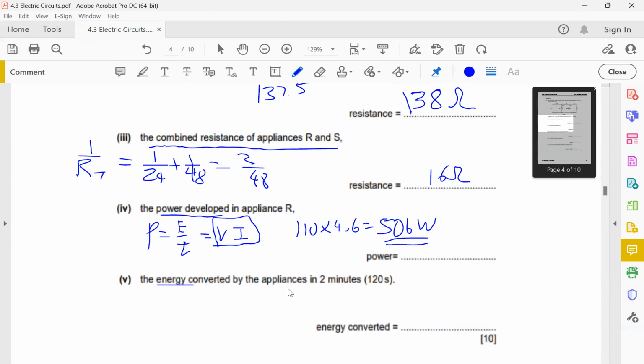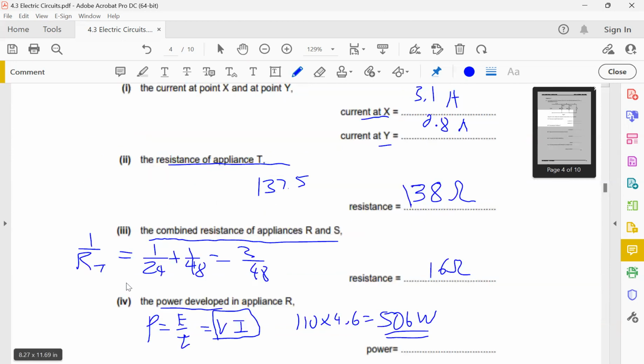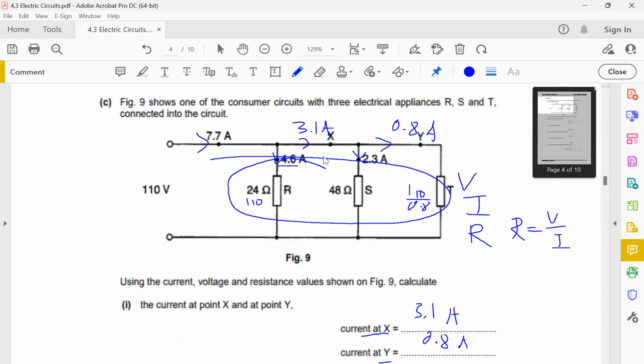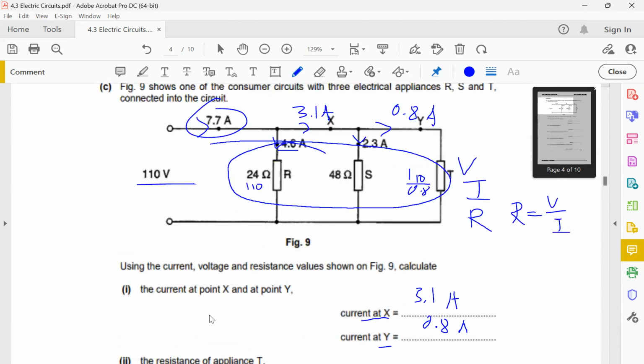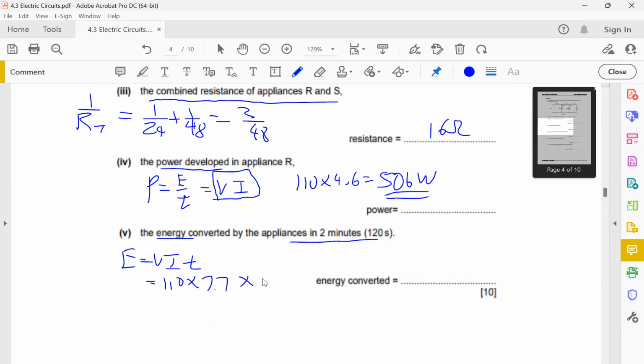Okay, good. Then after that, energy converted in 2 minutes. Energy is equal to VIT. Most of these questions are just applying the formula. The trick is not remembering the formula, guys. The trick is to know which one has what information, like how much voltage is there, how much current is there, and how much time is there. In this scenario, it will be 110 multiplied by the total current of 7.7 multiplied by the time of 120. And if you press that in your calculator, it will be a very big number. How much is a big number? 1064. Standard form.